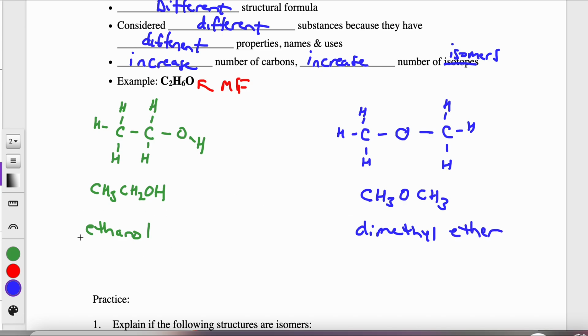Ethanol, this is the only alcohol that humans can drink in moderation. All other alcohols are very toxic to humans. And dimethyl ether, it vaporizes very, very quickly, and if you inhale it, it really irritates your respiratory system. And if you inhale enough of it, it can actually knock you out and even cause death.